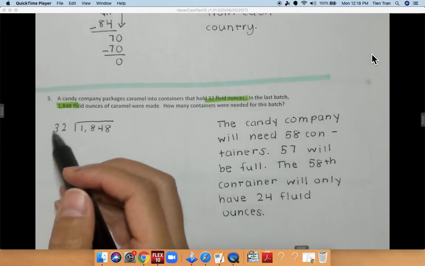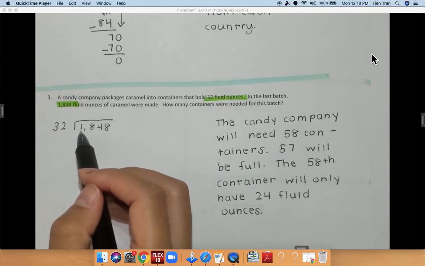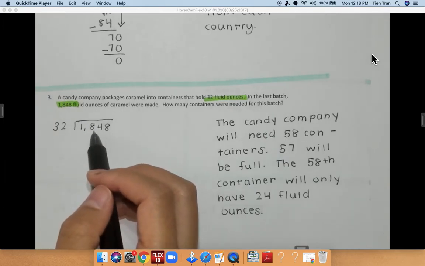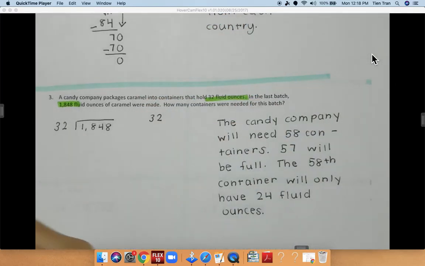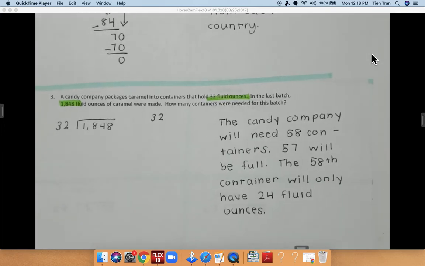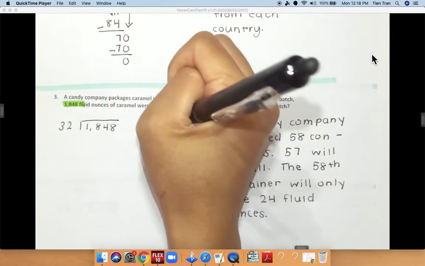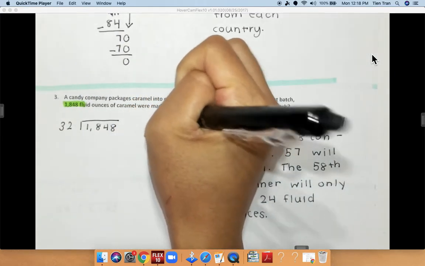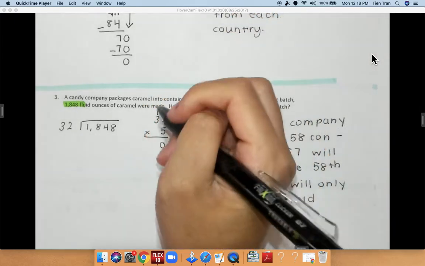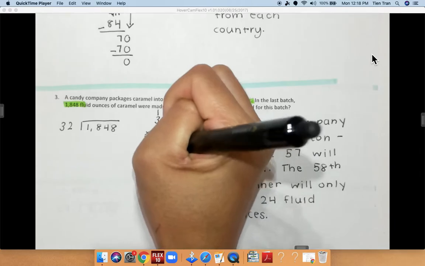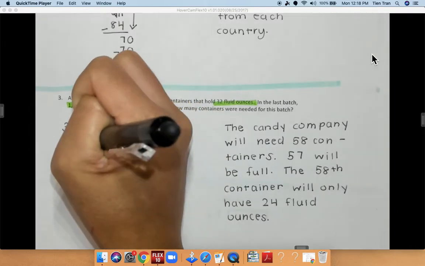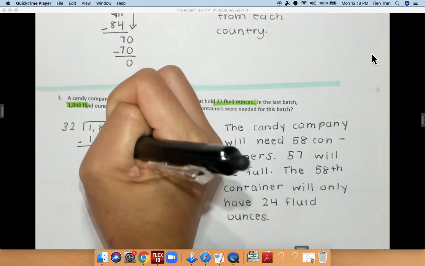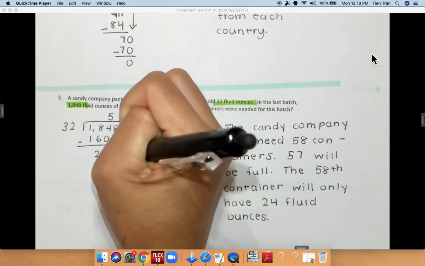So I'm figuring out how many times can 32 go into 1. 32 cannot go into 1. Can 32 go into 18? No. Can 32 go into 184? Yes. How many times? So I'm thinking in my head, if I were to estimate, how many times would 30 go into 180? I'm going to try 5. 5 times 2 is 10. 5 times 3 is 15. 15 plus 1 is 16. So we have 160. So I am going to make sure I subtract. 4 minus 0 is equal to 4. 8 minus 6 is equal to 2. And I'm going to bring down 8.